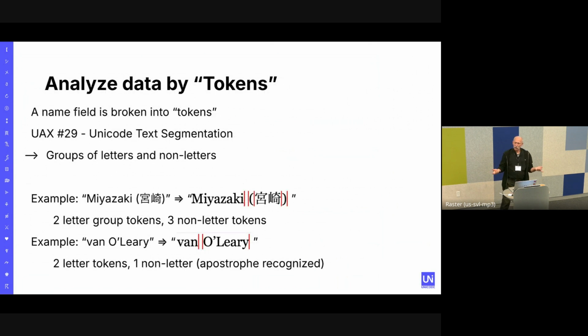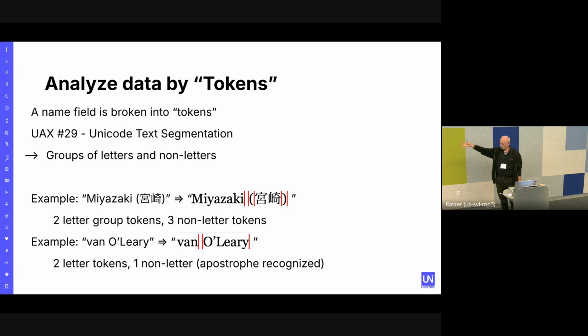Once data comes in as a name field, let's say a given name, it's then tokenized, and we follow Unicode UAX 29, the Unicode text segmentation. That looks at the script and breaks the fields into various tokens of the same types together. So it would be letter tokens or non-letter tokens. Take Miyazaki and his name in kanji, and you can see it's broken into two letter groups, Miyazaki in Latin and in kanji, and then three non-letter tokens, a space and two parentheses.